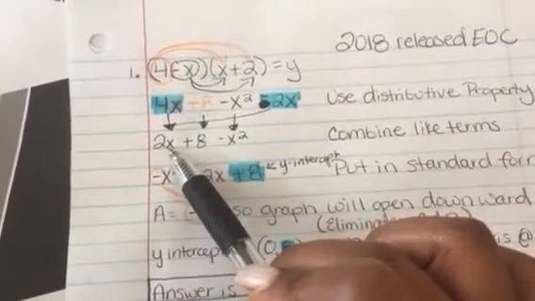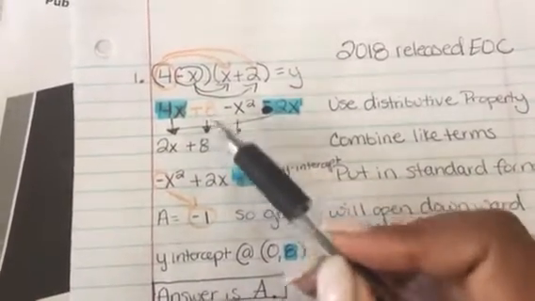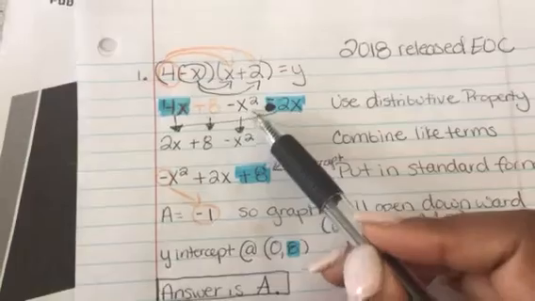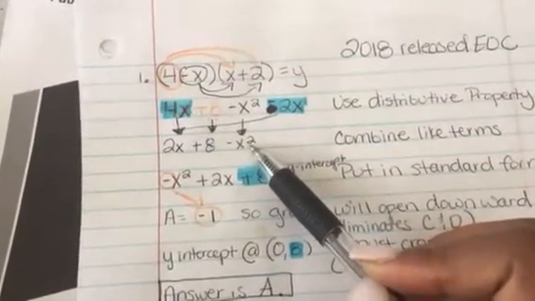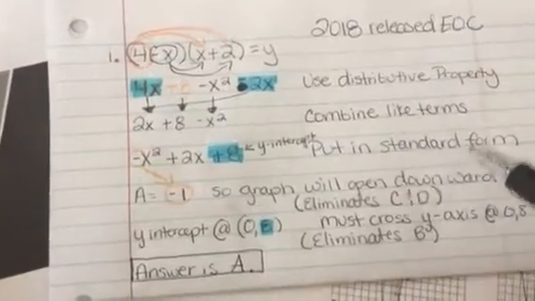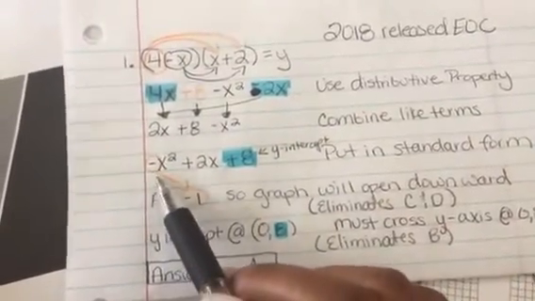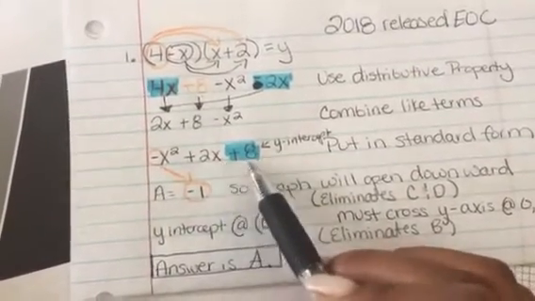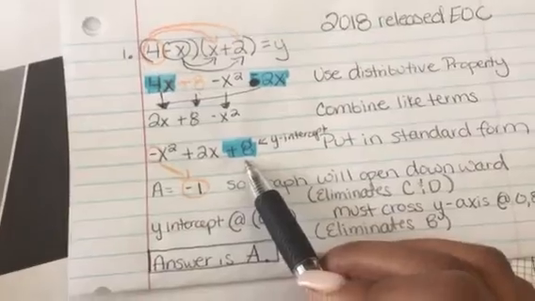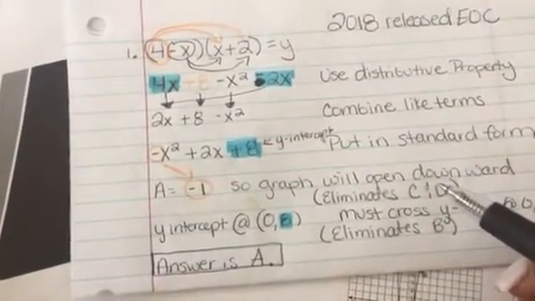That yields positive 2x. Okay, I don't have another constant to add 8 to, so I simply bring it down, nor do I have another x squared term, so I simply bring it down. Once I've done that, I'm going to go ahead and put everything into standard form. So I have my x squared in the front, I have my 2x term, and then I have my constant.